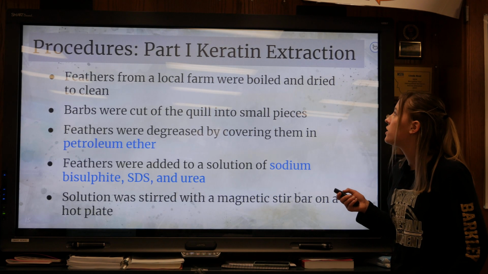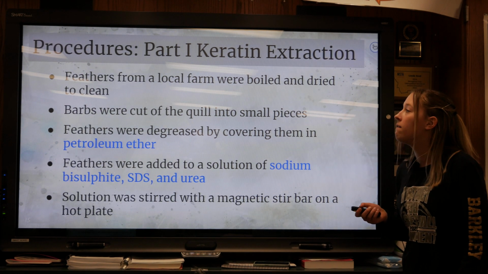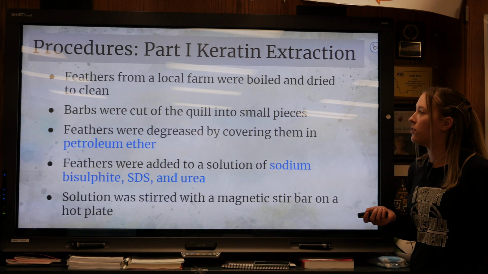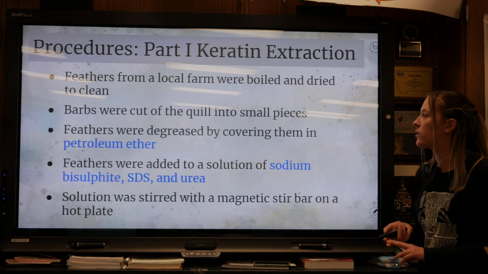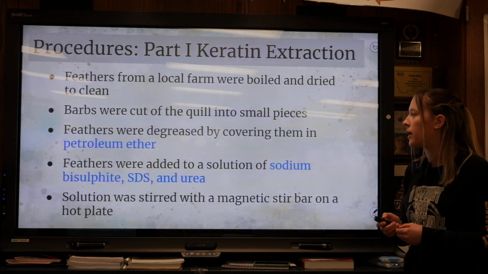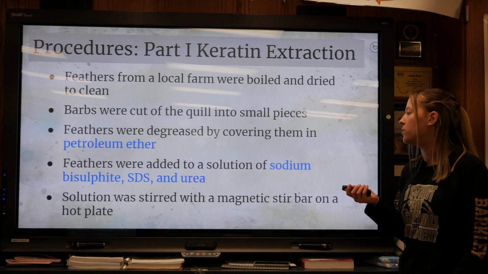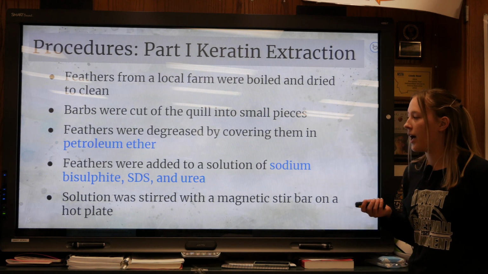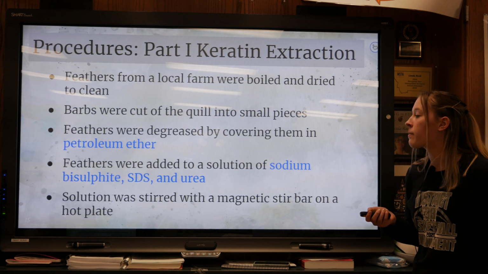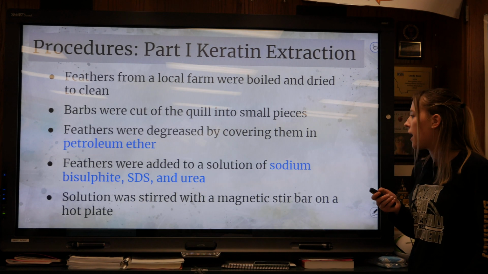So part one of my procedures was the keratin extraction. This was the most difficult part of the process. Feathers from a local farm were boiled and dried to clean. Barbs were cut off the quill in small pieces. Feathers were then degreased by covering them in petroleum ether, and once that evaporated, they were added to a solution of sodium bisulfite, SDS, and urea. The solution was stirred with a magnetic stir bar on a hot plate.